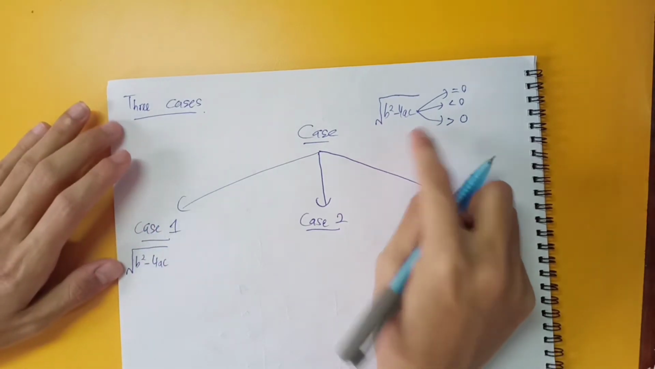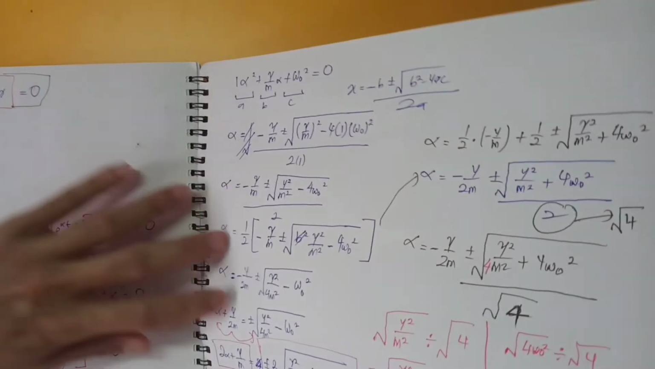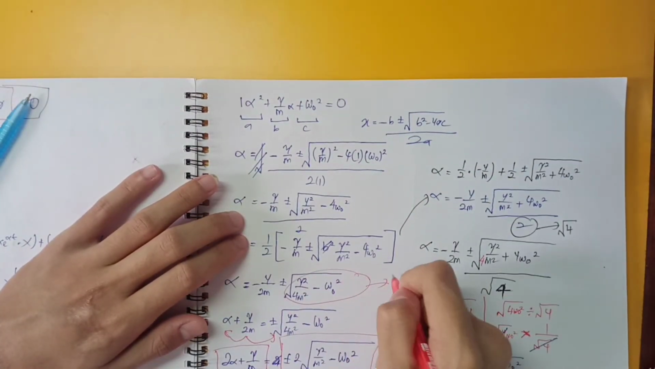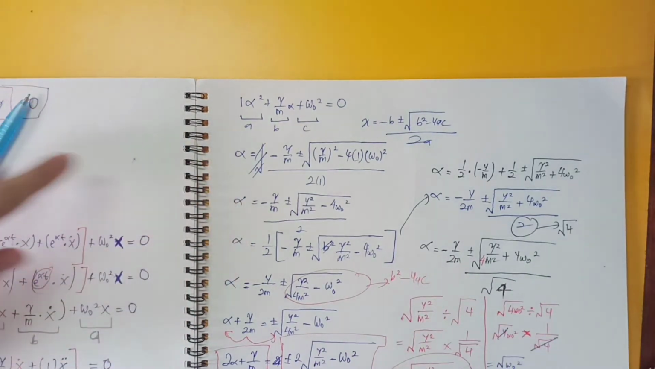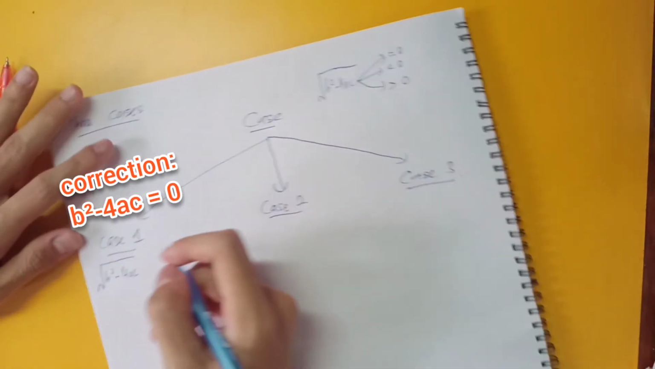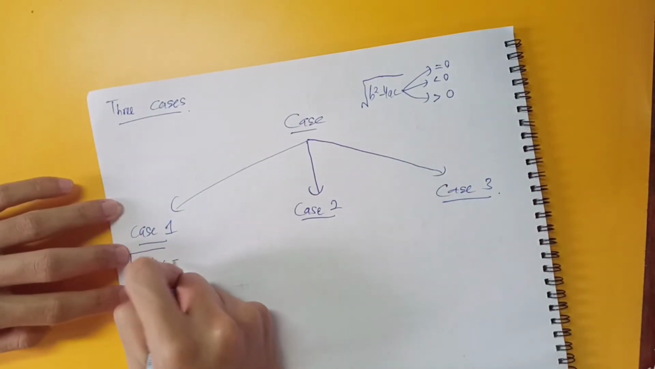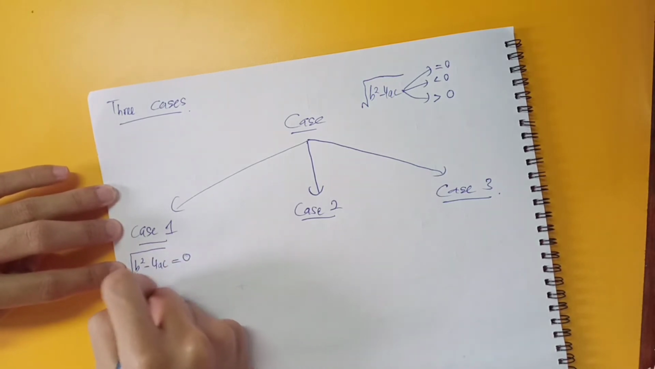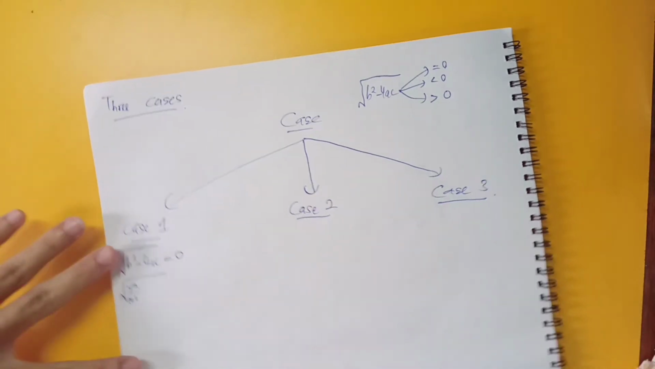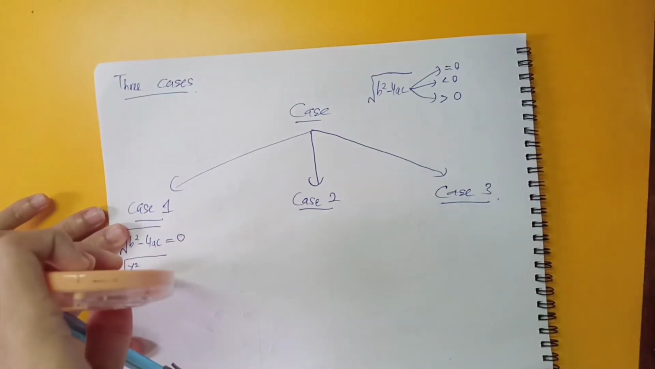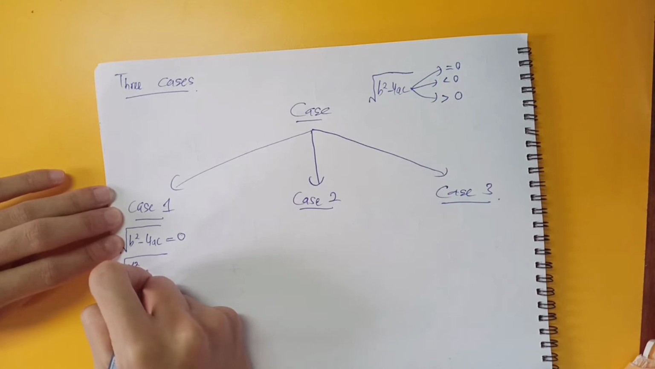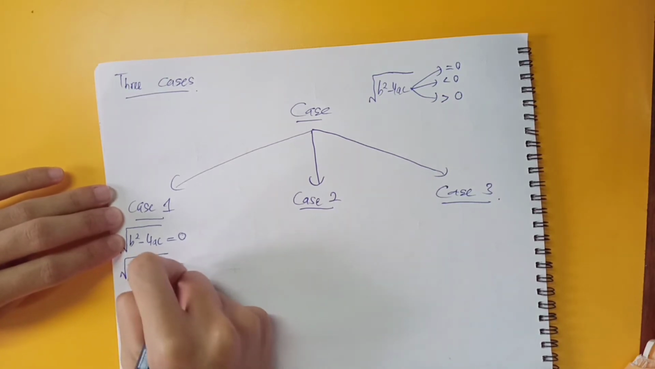So b square minus 4ac is actually from here. This is b square minus 4ac. Okay? So it is said that the first case is equal to 0. So that means the square root of gamma square over 4m square, and then minus omega naught square, is equal to 0.